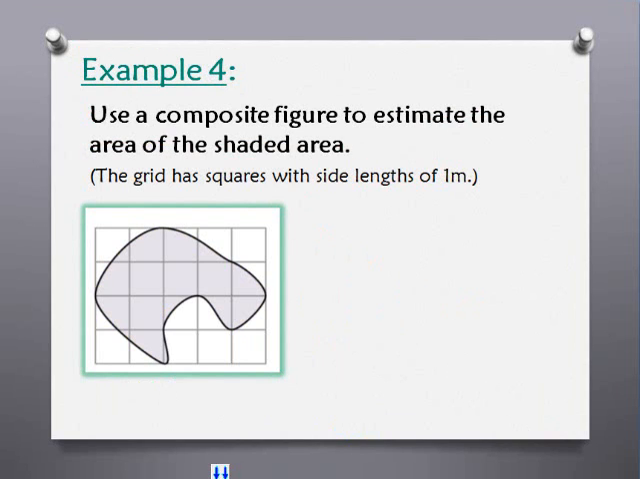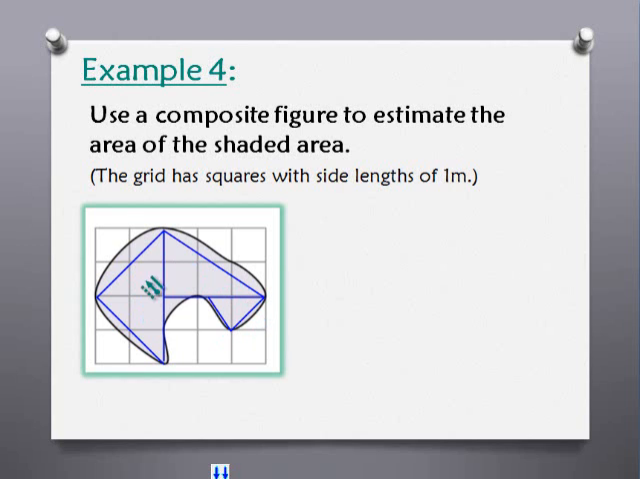Okay, example 4. Use a composite figure to estimate the area of the shaded area. It says the grid has squares with side lengths of 1 meter. So basically we can come up with any shapes that we want to find the area of this composite figure. I'm going to start by drawing this triangle. Now there's more than one way you could do this. This is just one idea of how you could estimate the area of this shape. So I could draw a triangle, and I tried to get as much of the shape over here. And I could do that over here as well, and we can do one last triangle here.